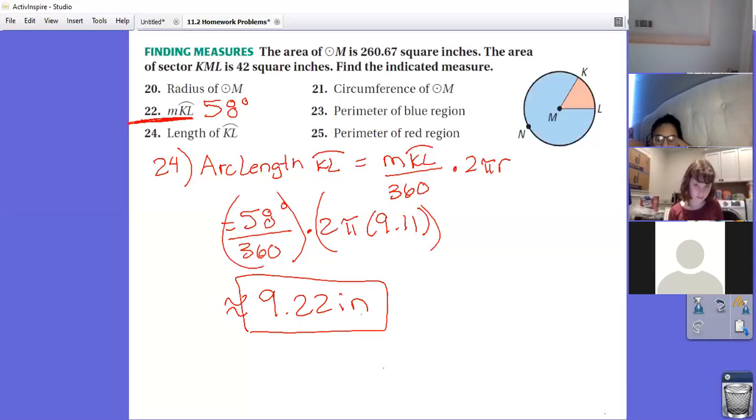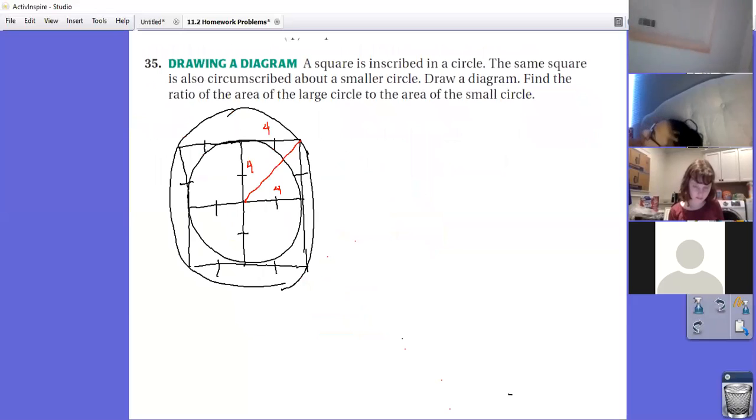Okay. Let's talk about number 35. So here's the picture that I drew, and the picture was not there. So it says a square is inscribed in a circle. So here's my square, inscribed in this big circle. The same square is also circumscribed about a smaller circle. So there's a smaller circle inside the square, and then there's a big circle on the outside of the square.